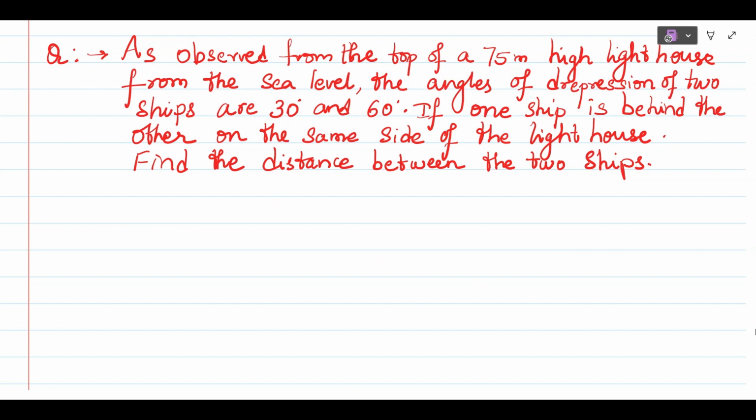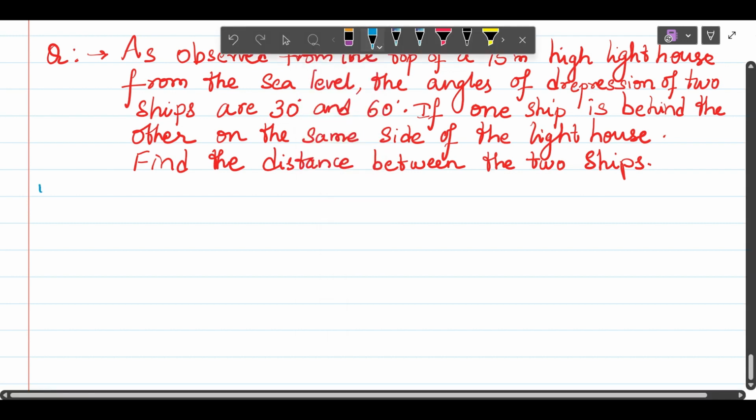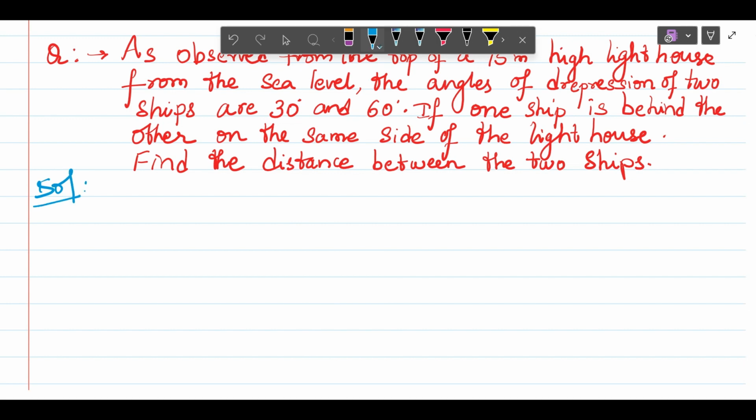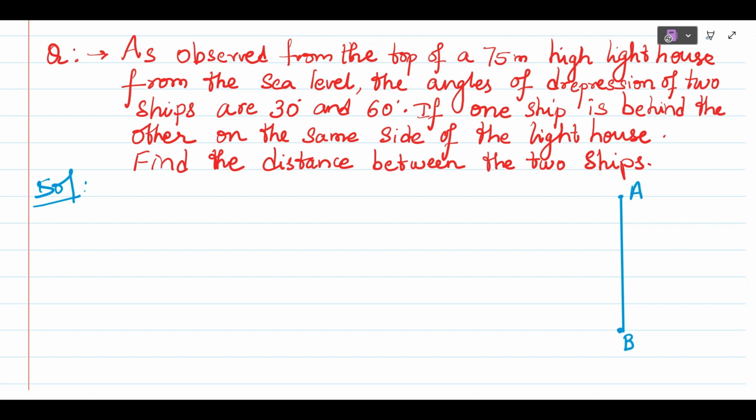Students, the next question is, as observed from the top of a 75 meters high lighthouse. So let us draw the diagram, students. So there is a lighthouse here, and it is 75 meters. Let us mark these points as A and B, and AB is nothing but a lighthouse with 75 meters height.